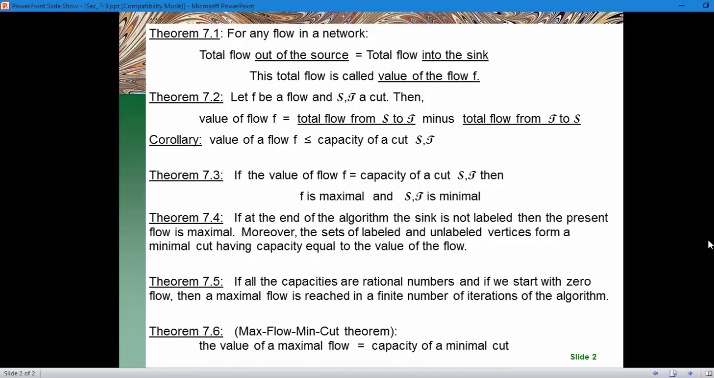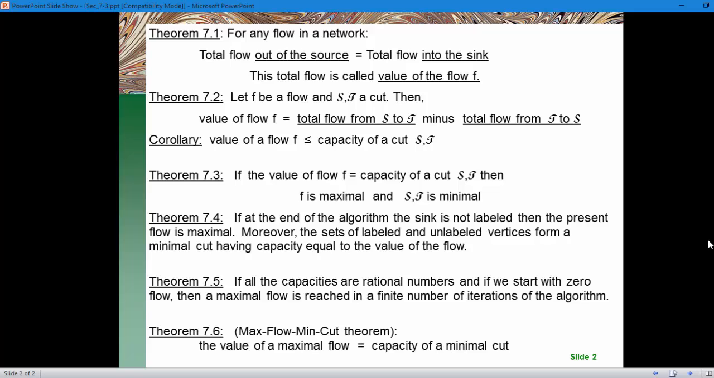And finally, this is the final result from this chapter. It's the max flow min cut theorem. It's stated very simply. It says that the value of a maximum flow is equal to the capacity of a minimum cut.